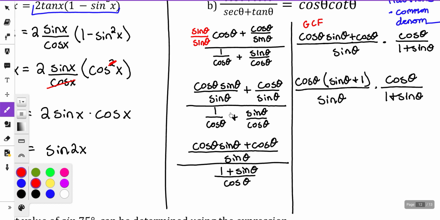These two things, this binomial on the bottom and this binomial on the top, can then simplify. I know that one is sine plus 1, the other one is 1 plus sine. It's the same thing, right? Addition, you can switch the order of it and it doesn't matter. That leaves me with cos over sine times cos.